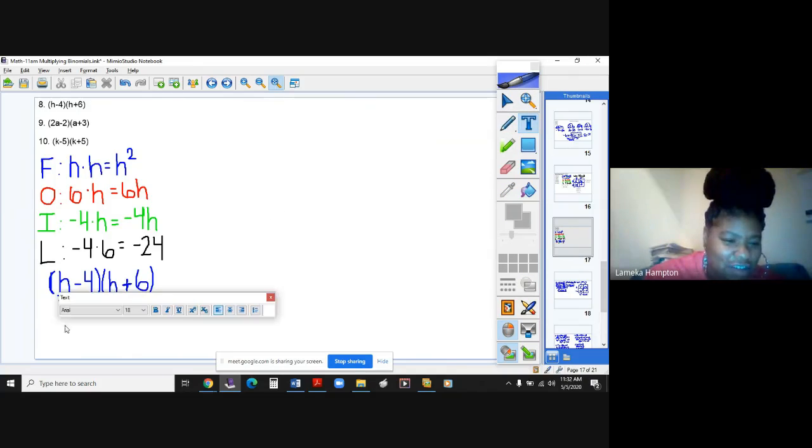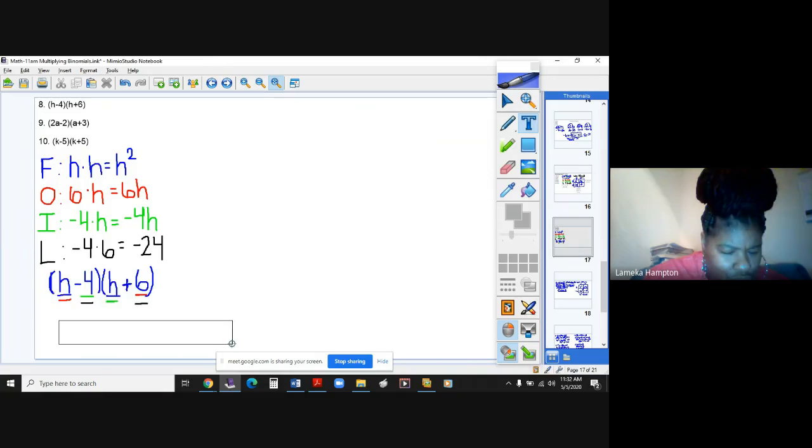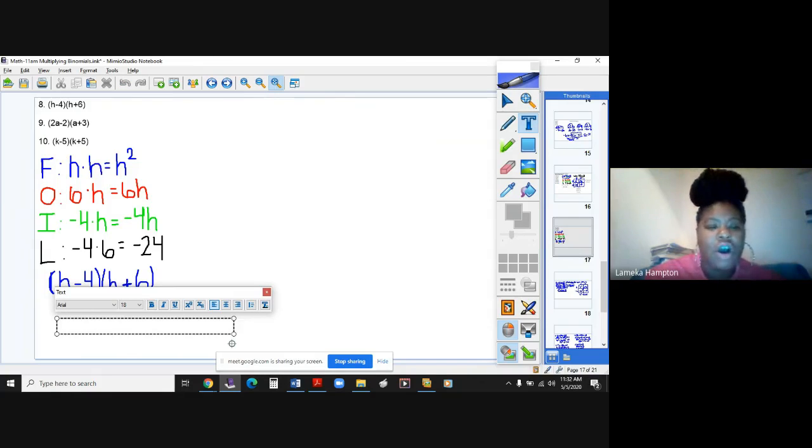All right. So now what I'm going to do is write out all of the terms so that you can see them clearly. Okay. So I have h squared. This is such a cool feature right here. I know how to do that now. That's going to be plus 6h, because remember, my 6h is positive. There's going to be minus 4h, minus 24.